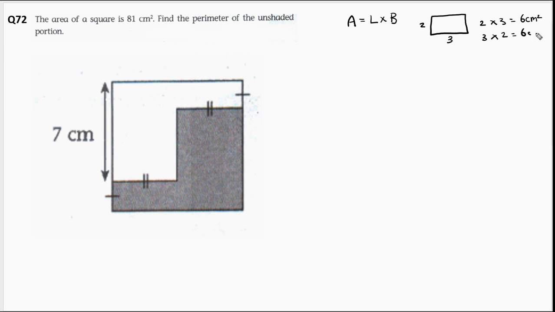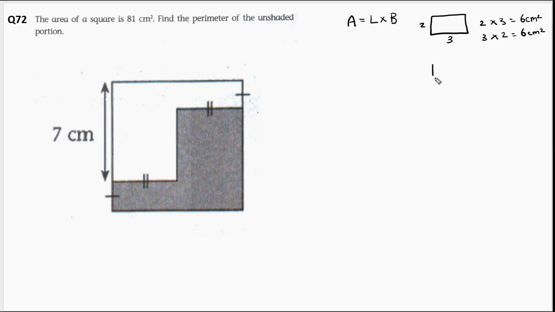Okay, and I've just done this both ways round to show you that you needn't panic too much about which is length and which is breadth. It's one side multiplied by the other side. We'd normally regard, obviously, the longer side as being the length. Okay, so that's a rectangle.